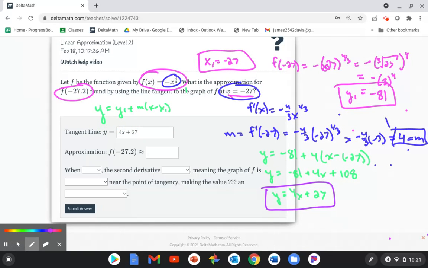All right, so f tan of negative 27.2 equals 4 times negative 27.2 plus 27. Again, you could do that without a calculator. Probably good to just type it in to make sure you get the right answer, though. 4 times negative 27.2, negative 108.8 plus 27 equals negative 81.8. So that's going to be our approximation.